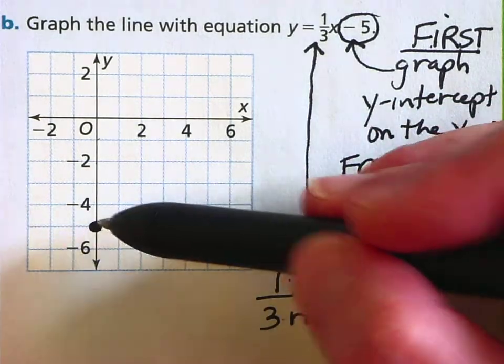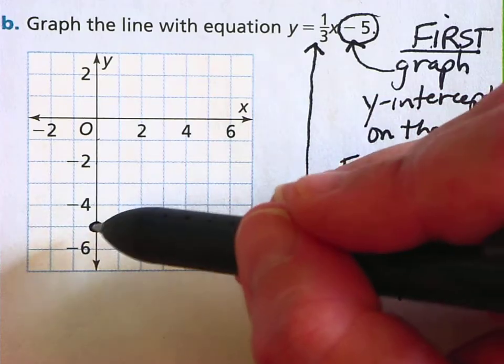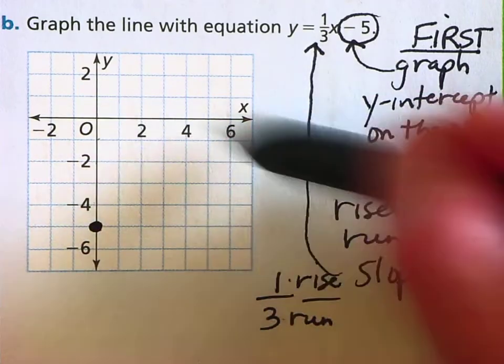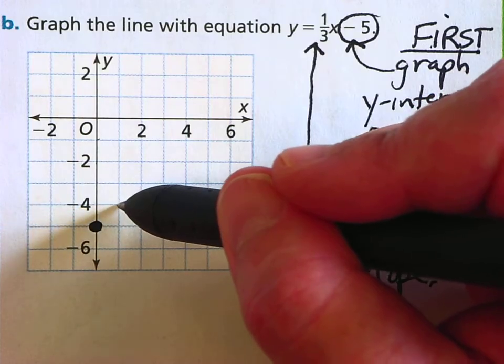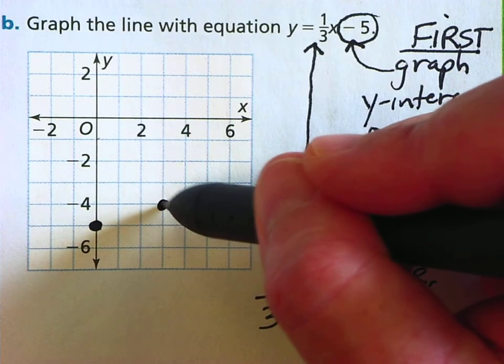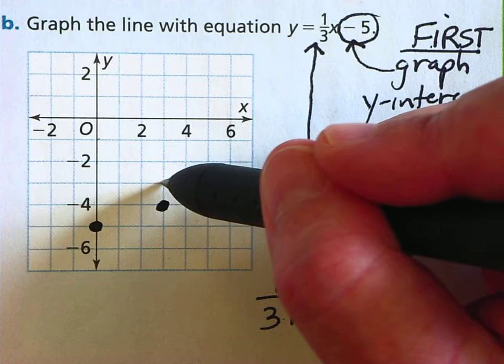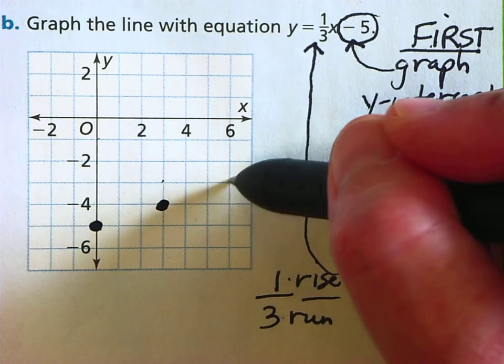So from this point that I graphed from my y-intercept, I'm going to rise, and everything's counting by ones. I'm going to rise 1 and run 3 to the right. 1, 2, 3. Plot my point. I'm going to rise 1 and run 1, 2, 3. Plot my point.